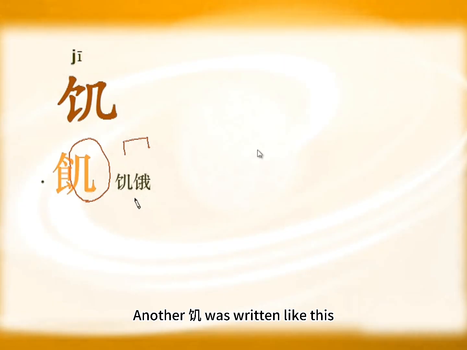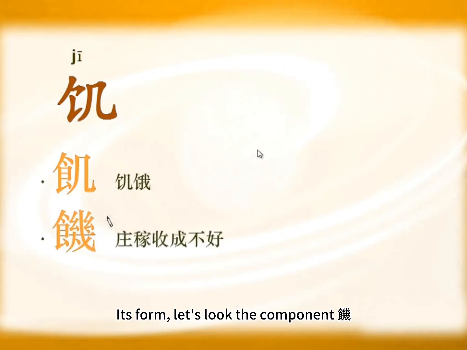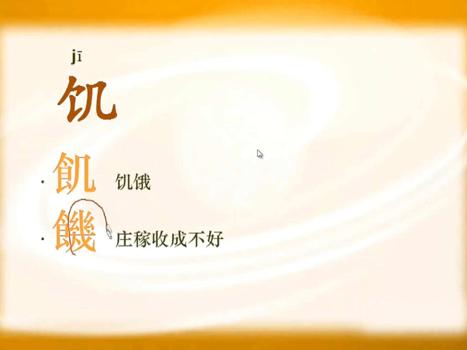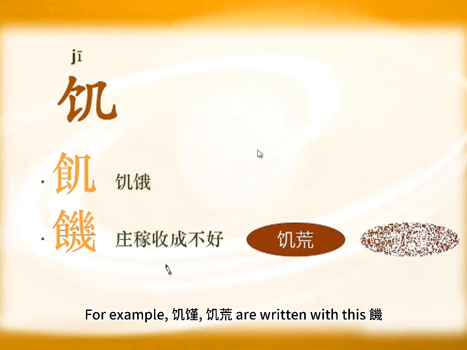Another 饥 was written like this. Its form, let's look, the component 幾. 幾 in ancient times meant almost. Later extended to mean several. This one meant poor crop harvest. For example, 饥馑, 饥荒 are written with this one.